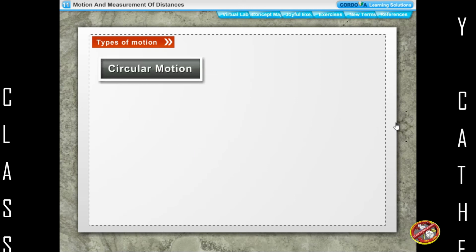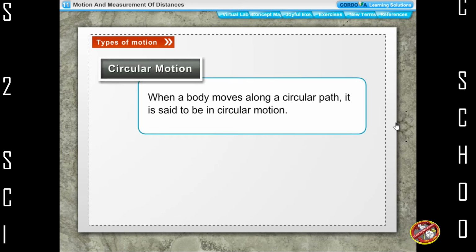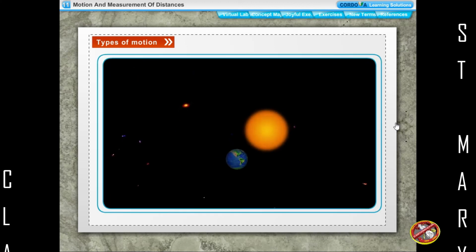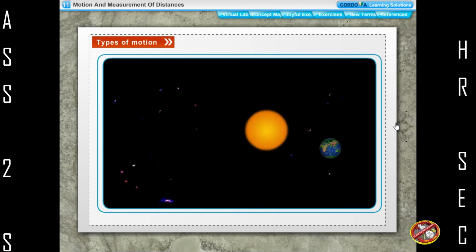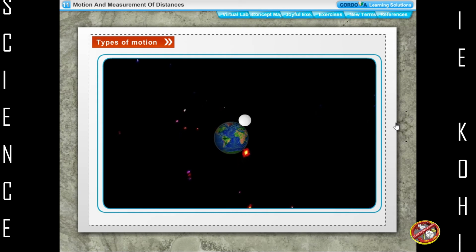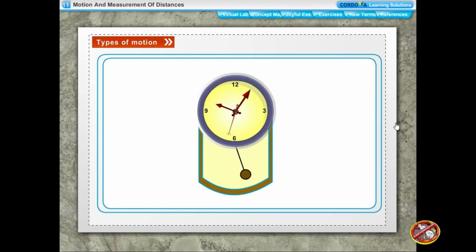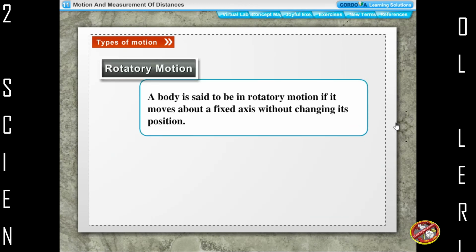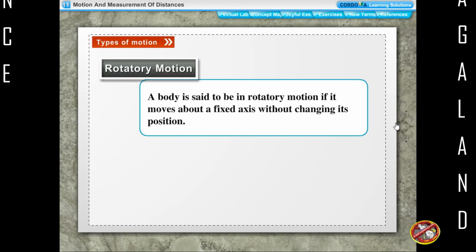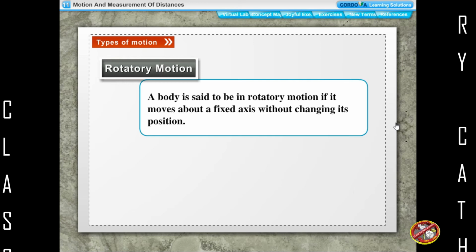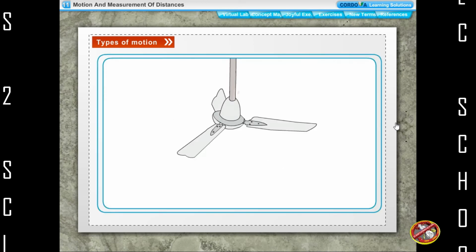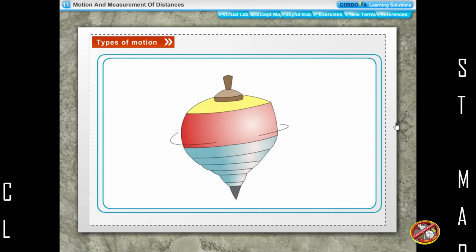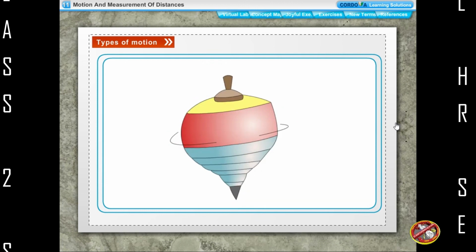Circular motion. When a body moves along a circular path, it is said to be in circular motion. For example, the earth moves round the sun in a circular path. Some more examples of circular motion are movement of the moon around the earth and motion of the tip of the hand of a watch or clock. Rotatory motion. A body is said to be in rotatory motion if it moves about a fixed axis without changing its position. For example, the motion of the blades of a fan and a spinning top all show rotatory motion.